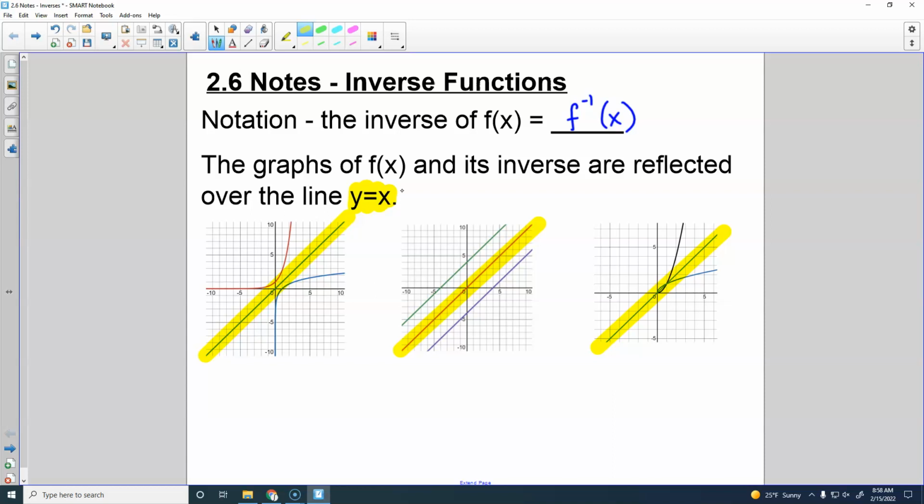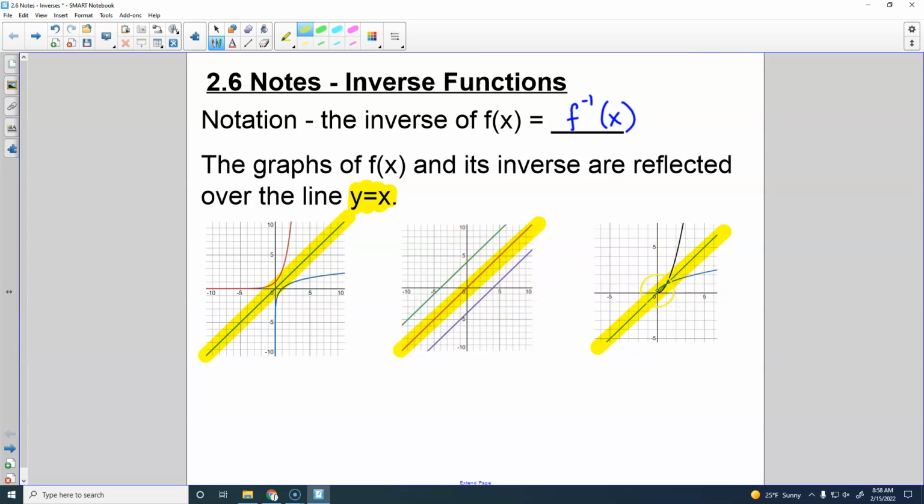So one thing you can always do to see if two functions are inverses is you can just graph them and see if they look like they're reflected over that line y equals x. So for example here, this graph right here is a logarithm. This graph right here is an exponential. Those are inverses of each other. Here you would have like x minus 4 versus x plus 4. You can see those would be reflected.